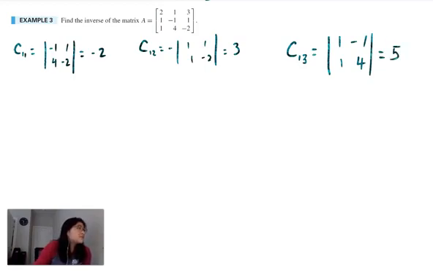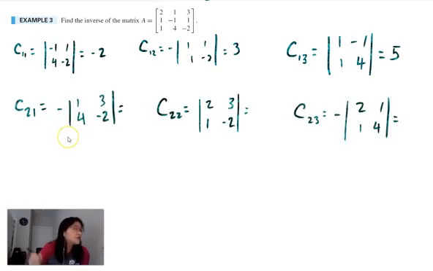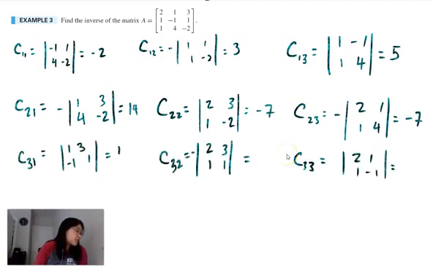And then I will not bore you with writing these out, but here we go. Cofactors for the next row, we're going to get 14, negative 7, and negative 7. So I have 4, negative 1, positive 1, negative 2, minus 1, negative 3.